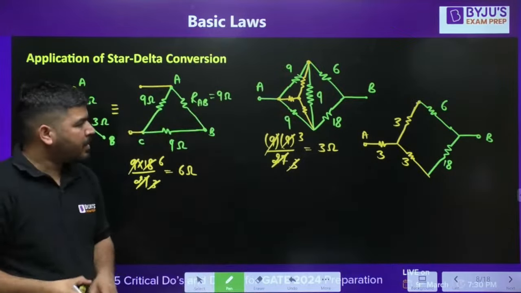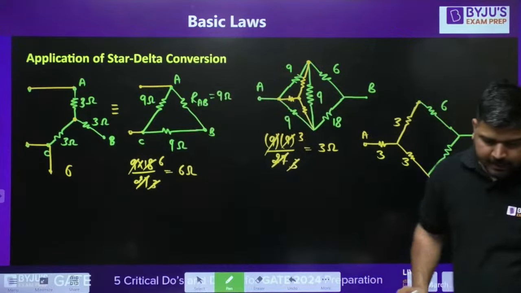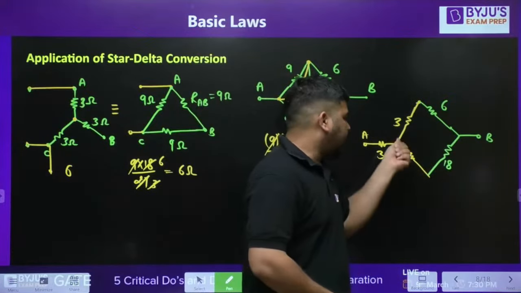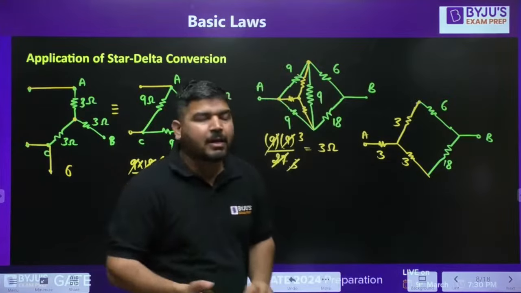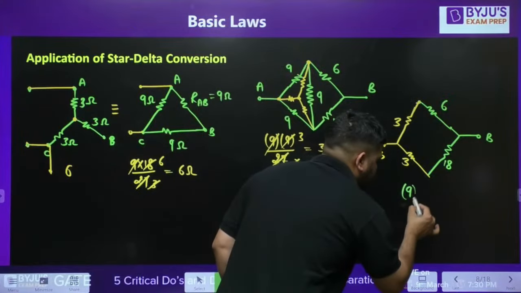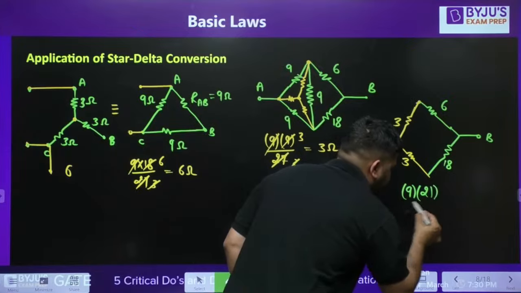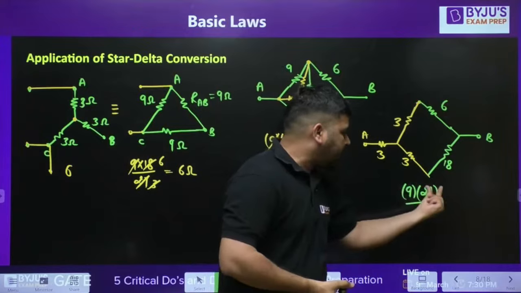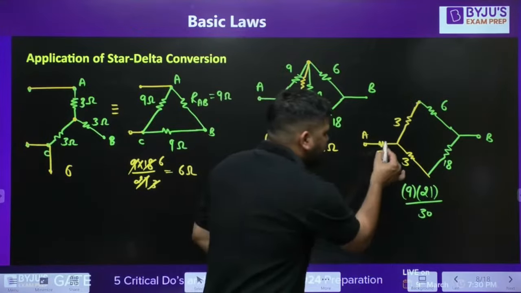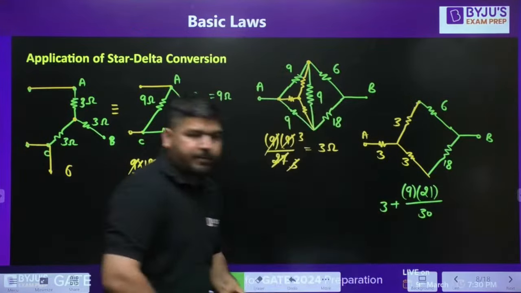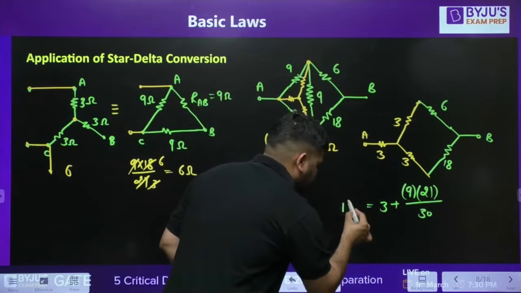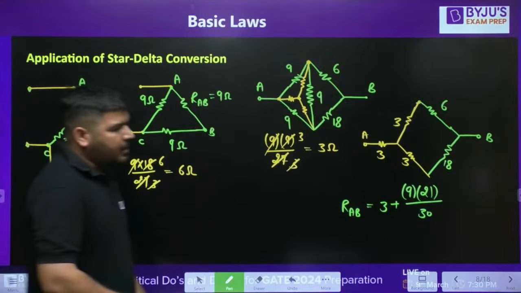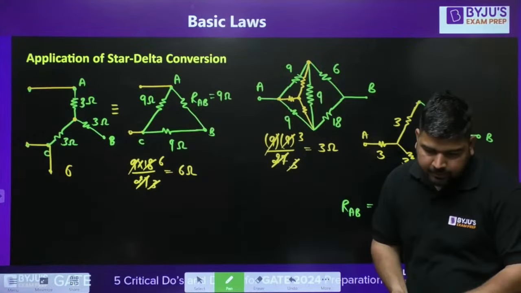Is it clear guys? Now you can simplify this and you can easily calculate the equivalent. This will be 9 ohm and this will be 21. So 9 in parallel with 21. Is it clear guys? So 9 into 21 divided by 30, in series with 3. So you just add 3. This will be my RAB. Is it clear guys? Tell me everyone. So you can convert delta into star.